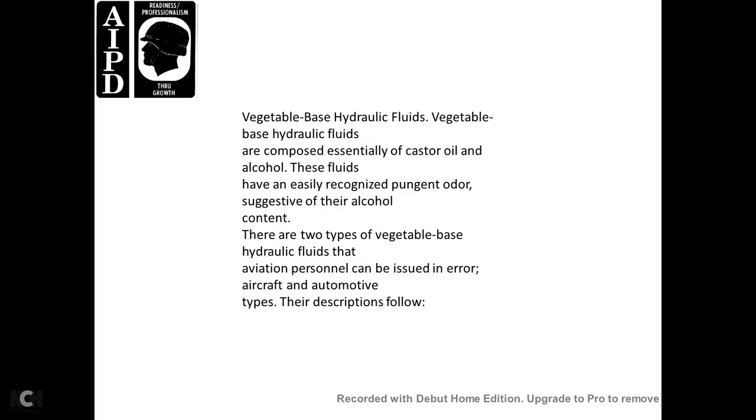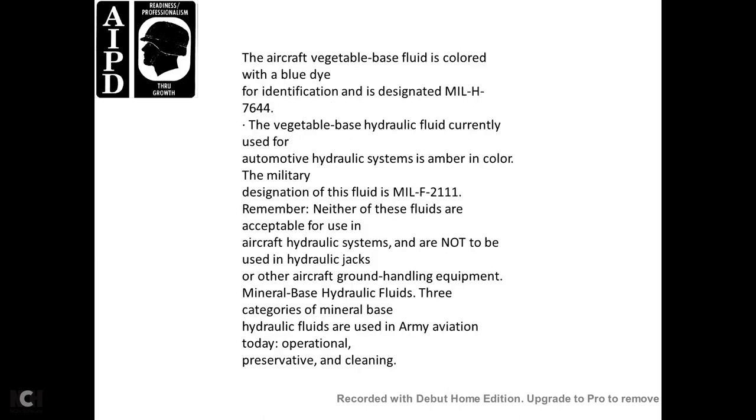Vegetable-based hydraulic fluids are composed essentially of castor oil or alcohol. These liquids have an easily recognizable pungent odor suggestive of their alcohol content. There are two types of vegetable-based hydraulic fluids that aviation personnel can be issued: aircraft and automotive type. Their description is as follows. The aircraft vegetable-based fluid is colored with a blue dye and is identified by the designation MIL-H-7644. The vegetable-based hydraulic fluid currently used for the automotive hydraulic system is amber in color, with the military designation MIL-F-2111. Remember that neither of these fluids is acceptable for use in aircraft hydraulics, nor are they to be used in hydraulic jacks or aircraft ground handling equipment.